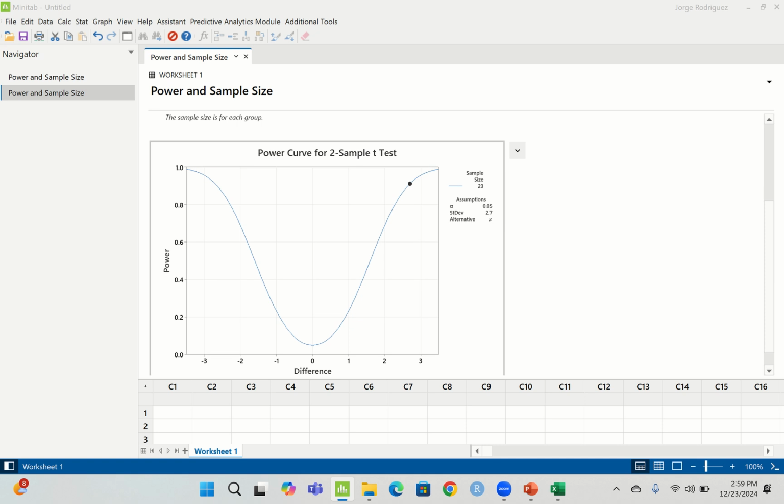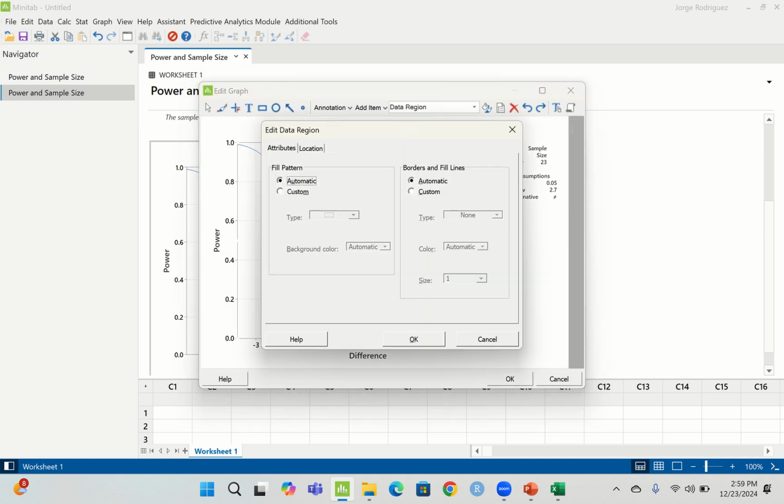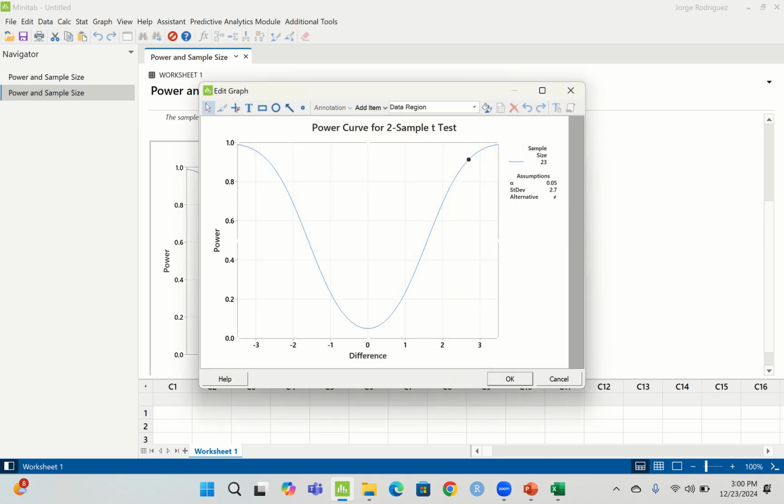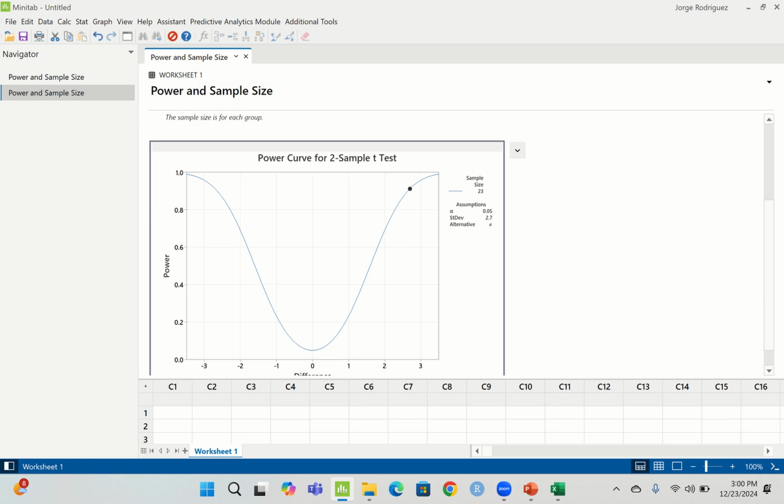It also gives me this very nice curve where you can see the difference. So it's 2.7. It goes here, and this is my power, which is about 0.9, and the recommended sample size is 23. And these are the three methods by which you can calculate the sample size for the 2-sample t-test using alpha, beta, the difference, the minimum difference that you want to be able to detect, and the equal variance method.